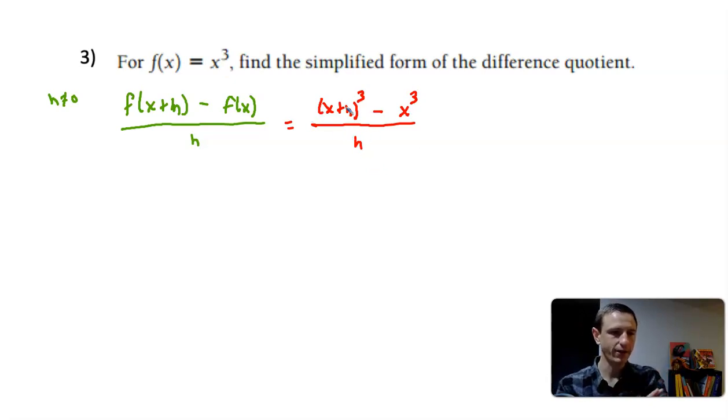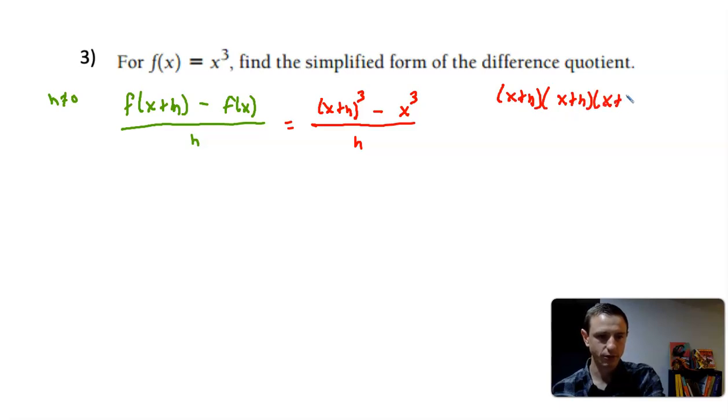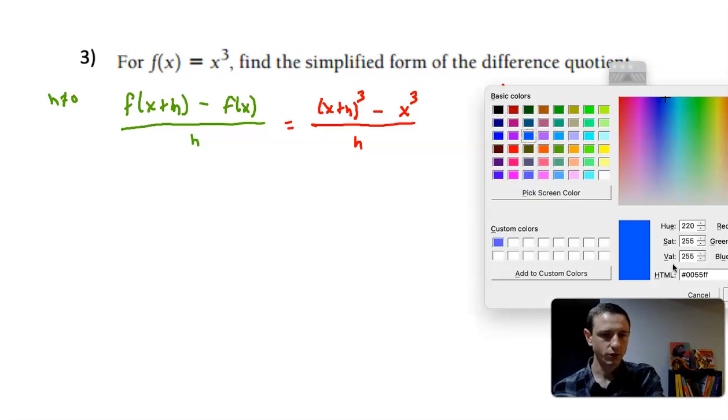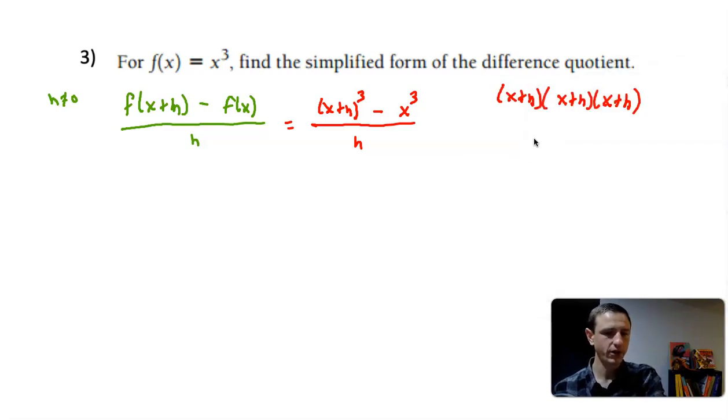Now I want to expand out x plus h to the third. So that's going to be x plus h times x plus h times x plus h. That's probably just the safest route to go. There are ways of multiplying that out, but starting off, it's probably safe to go with this route. After you do a lot of these examples, you'll start to remember the simplified form of x to the third. You'll see x squared, x to the third pop up a lot, so you'll get used to it.